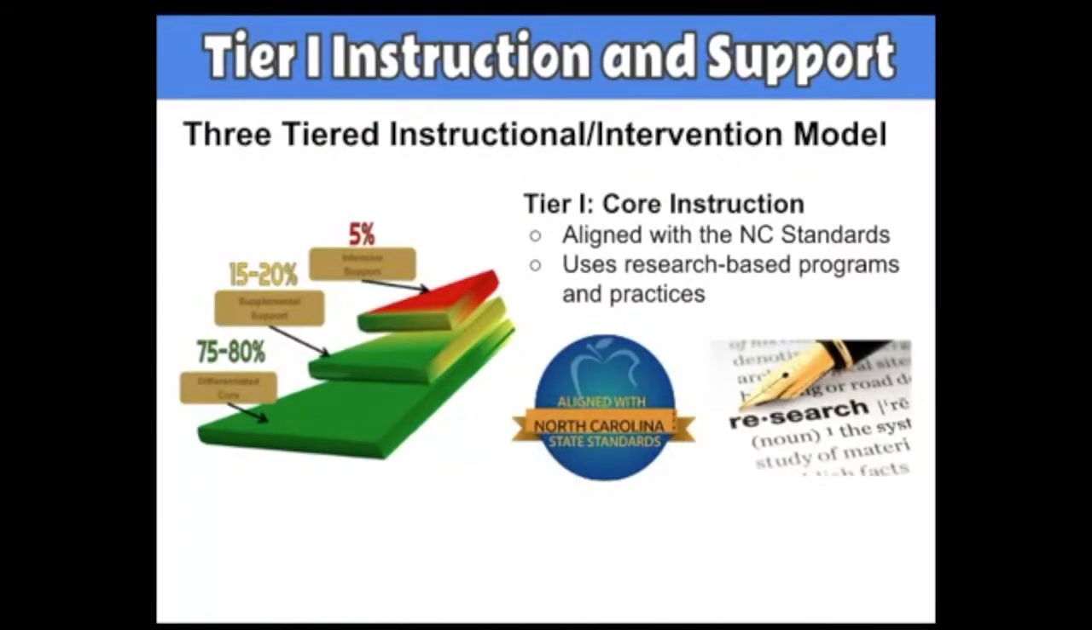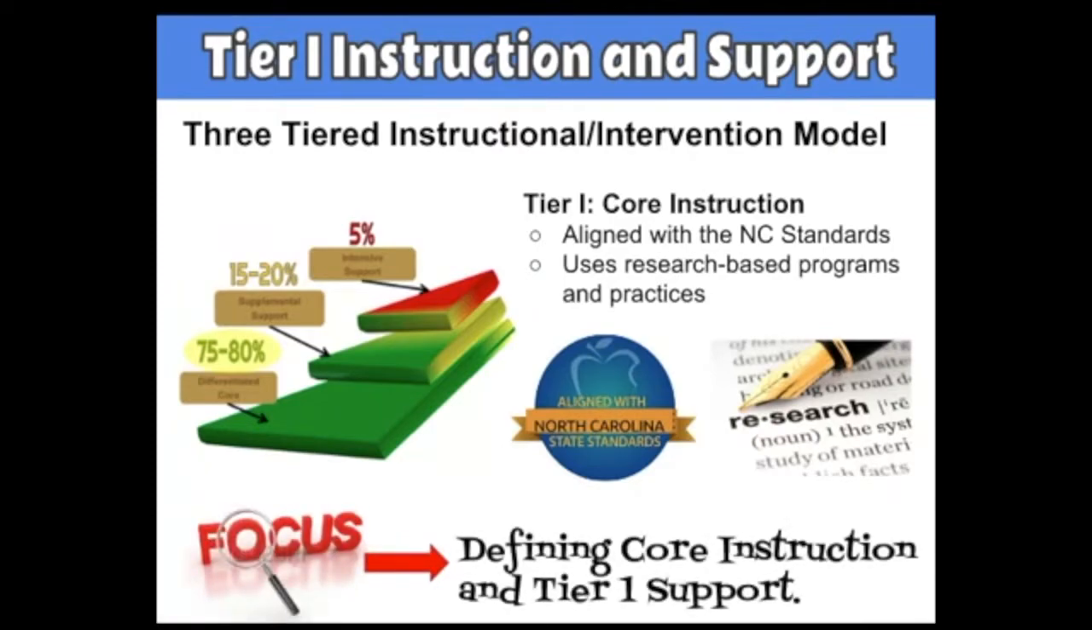Research shows that if core instruction is effective, about 75 to 80% of our students should meet or exceed benchmark goals. If this percentage of students is not meeting benchmark goals, then this is intended to be interpreted as an indicator of an area of foundational skills that may need to be reinforced during core instruction. As a district, a primary goal for the 17-18 school year is to clearly define the attributes of effective core instruction and productive Tier 1 support and problem solving.